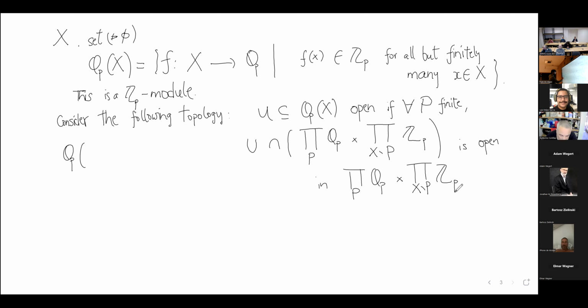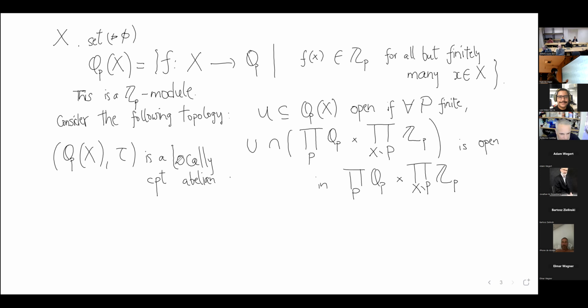Q_p^X with this topology, which I denote by tau. Sorry, a stupid question: if X is finite, then you just get finitely many copies of Q_p, so it's a product topology, the topology of Q_p. So this is locally compact, and in particular an abelian group.